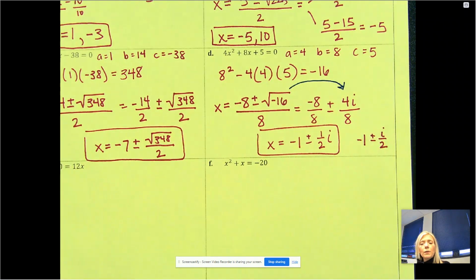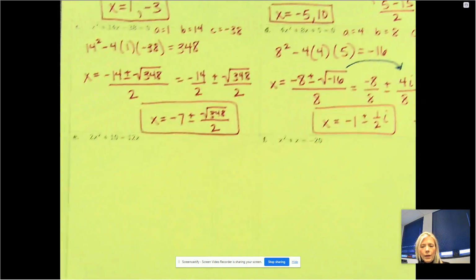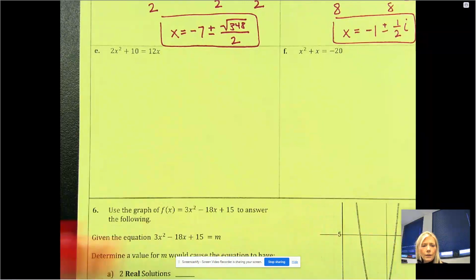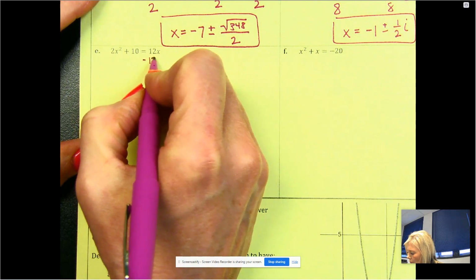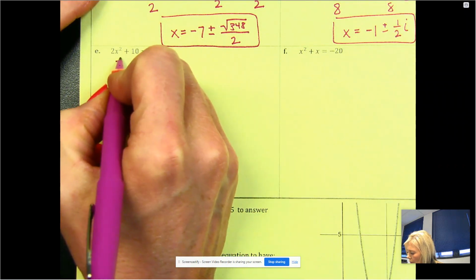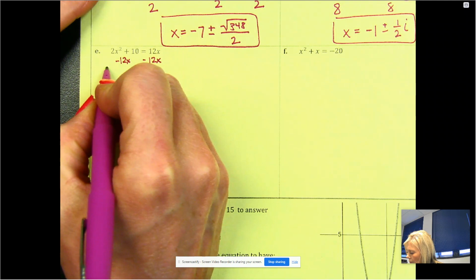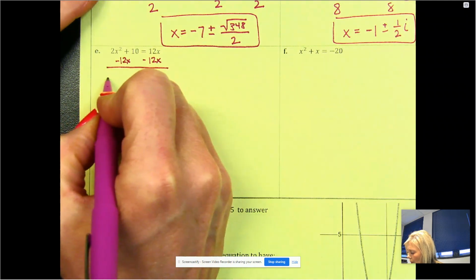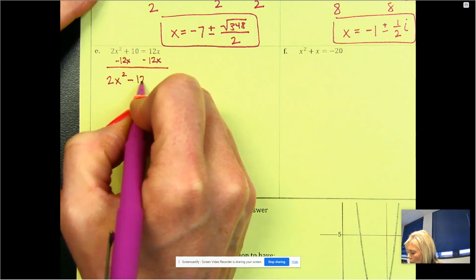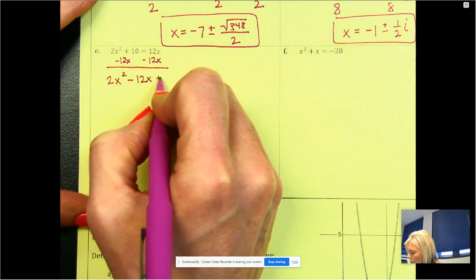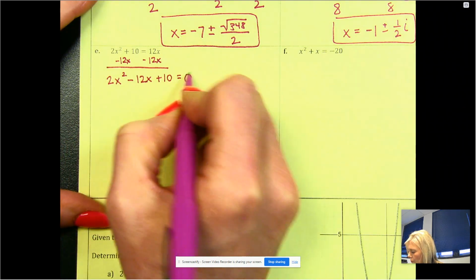That would be the same, an equally correct answer. Okay, E. I notice that E is not in the right form yet. So I have to start by moving this 12x, and I'm going to put it right in the middle since there isn't an x term up there. So 2x squared minus 12x plus 10 equals 0.